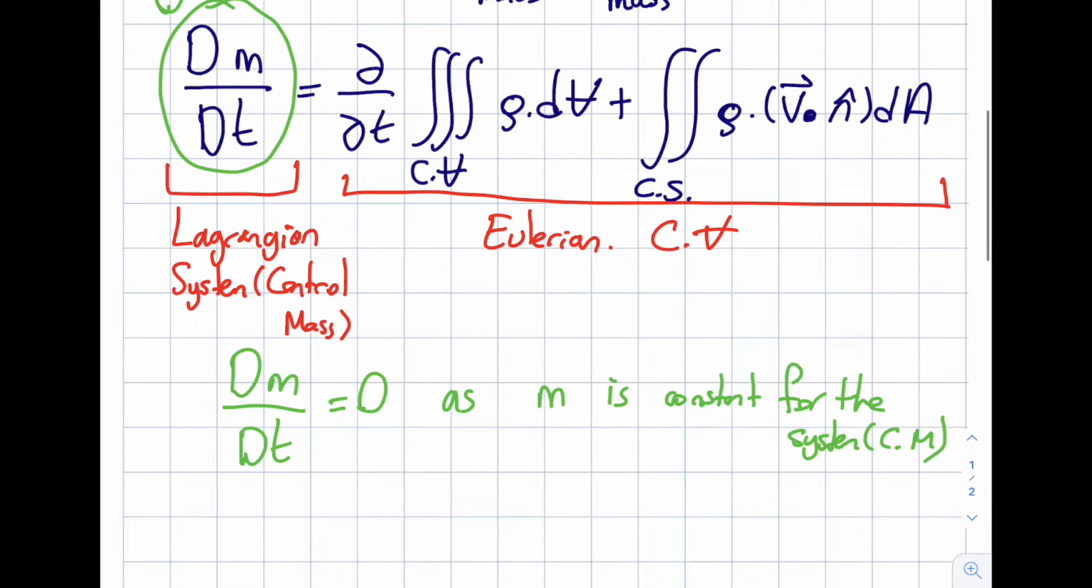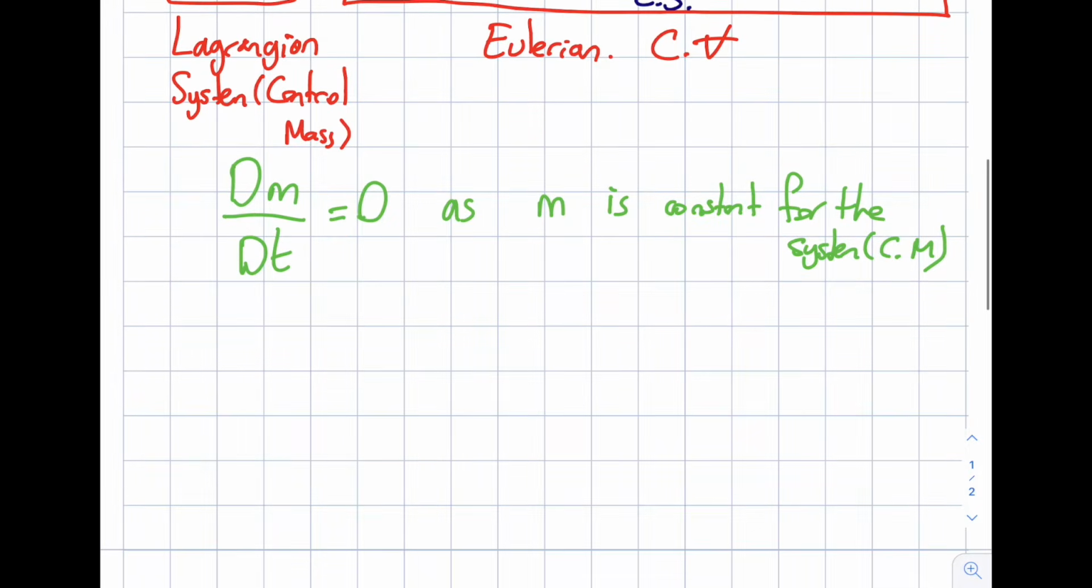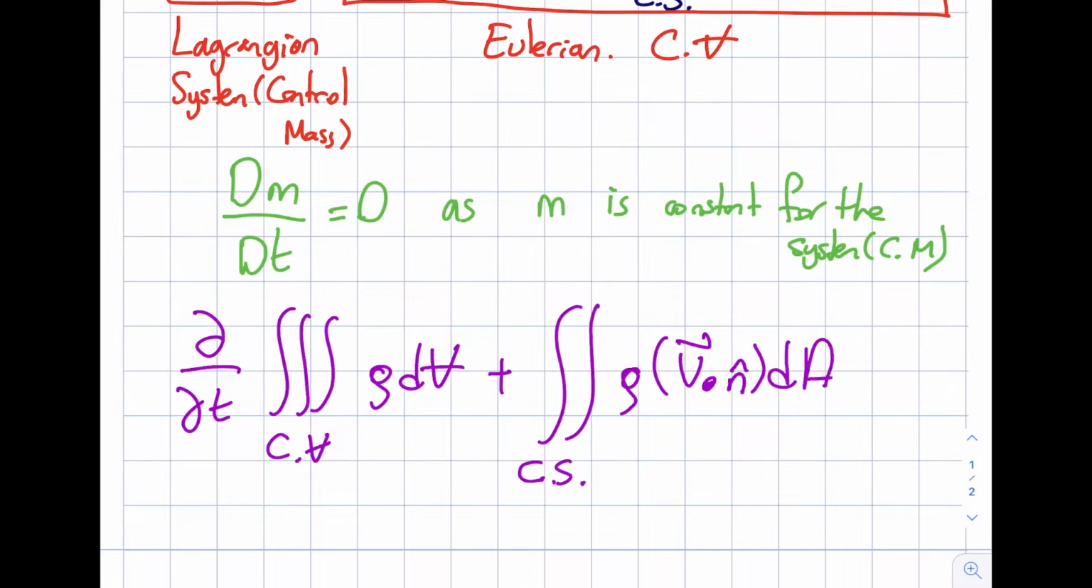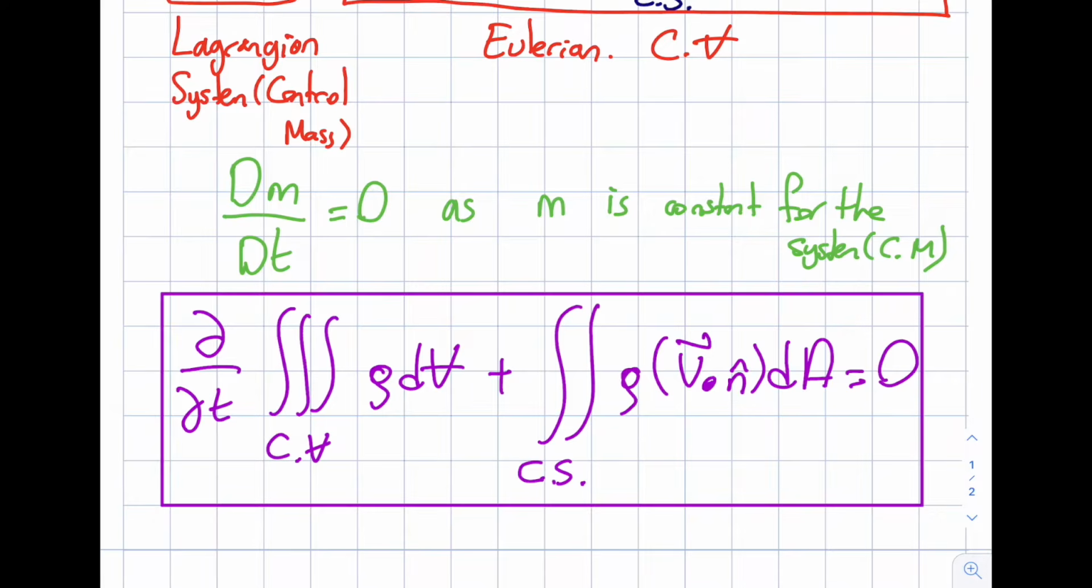This is 0 on the left hand side, so I'm going to write the 0 on the right hand side, because I want to think about it like a summation. You don't say 0 is equal to the summation of the forces, you say the summation of the forces is equal to 0. So for the same convenience, I'm going to write it this way: del/del t of the control volume integral of rho d volume, plus over the control surface rho V dotted with n dA will be equal to 0.